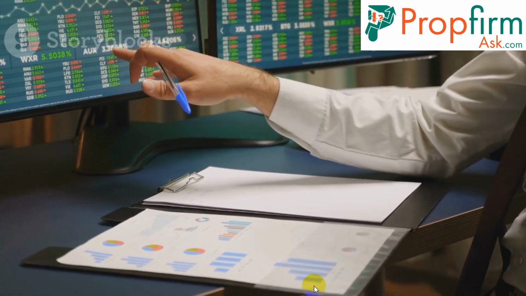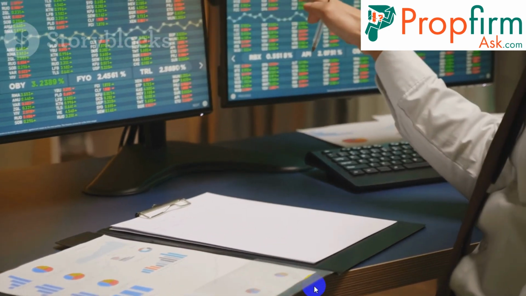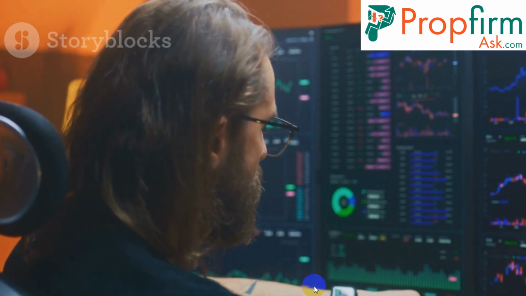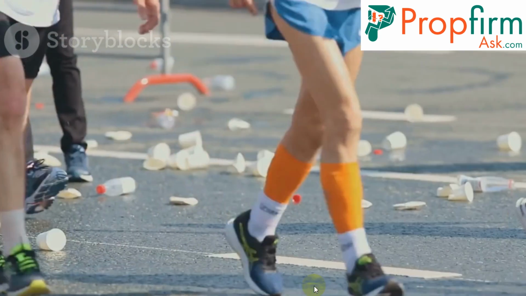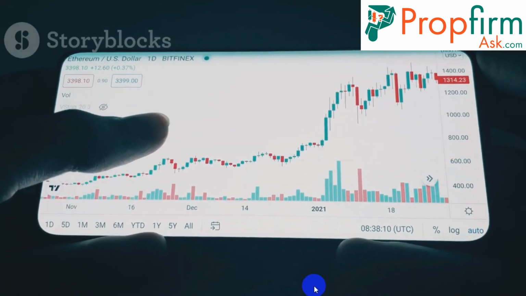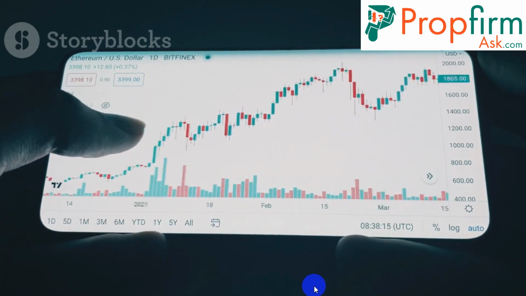To help you maintain discipline, manage your emotions, and stick to your plan, consider keeping a trading journal. Documenting your trades, the reasons behind them, and your emotional state can provide valuable insights and help you improve over time. Remember, successful trading is a marathon, not a sprint. By mastering the psychological aspects of trading, you can achieve consistent, long-term success.